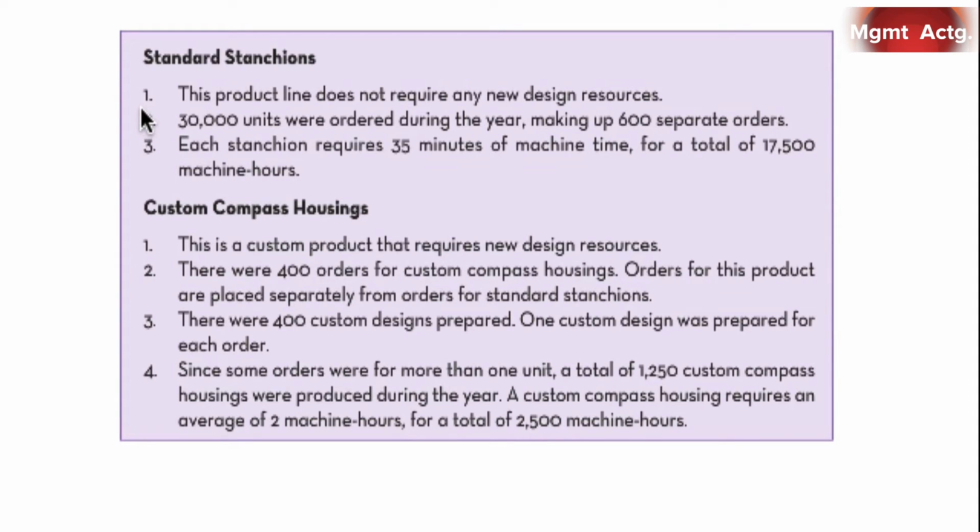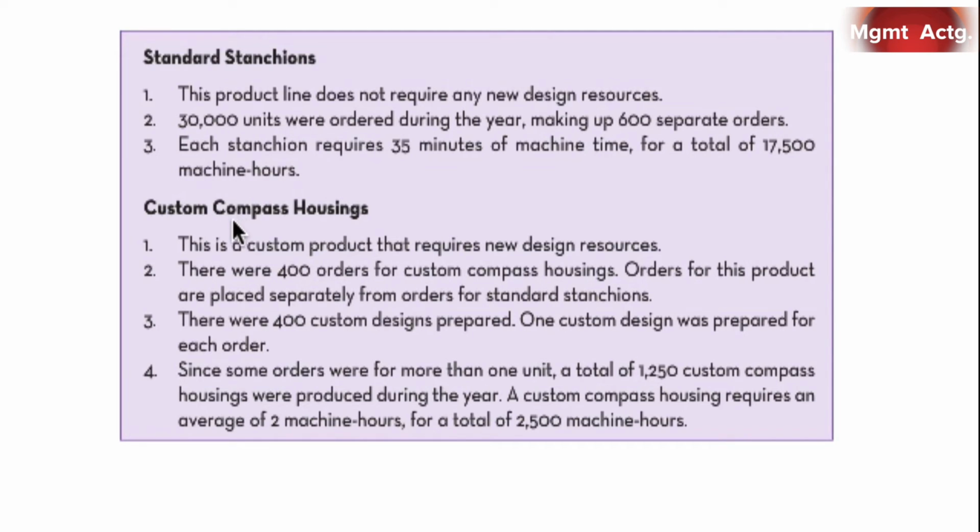And we can see here, number one, this product line does not require new design resources. So we're not going to assign anything from the product design pool. None of that gets assigned to this particular product. 30,000 units were ordered during the year, making up 600 orders. Remember, we got to $320 per order. So we'll multiply the 320 by 600 to apportion that overhead to this product line. And finally, each stanchion requires 35 minutes of machine time for a total of 17,500 machine hours. We arrived at $19 per machine hour, so we know how to do that there.